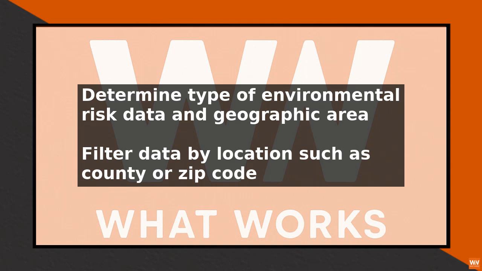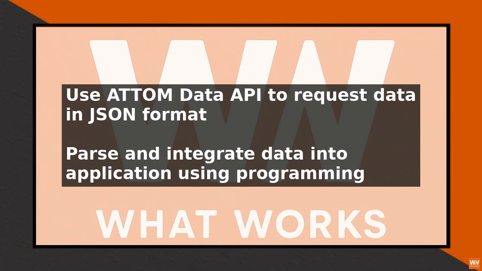After determining the type of data and geographic area, you can use the ATTOM data API to request the data. The API uses standard HTTP protocols, and you can use programming languages like Python or R to send requests and retrieve the data. The API returns the data in a JSON format, which can be easily parsed and integrated into your application.